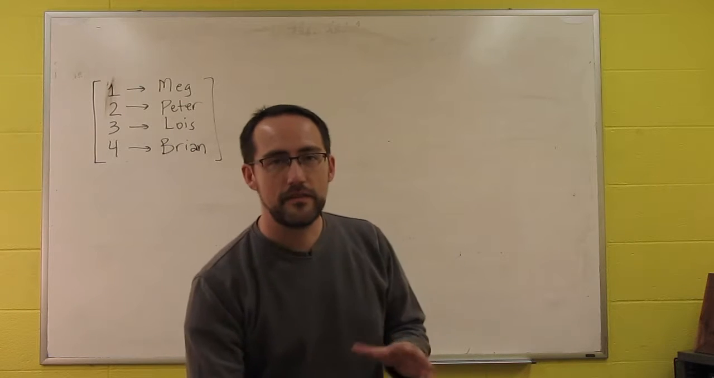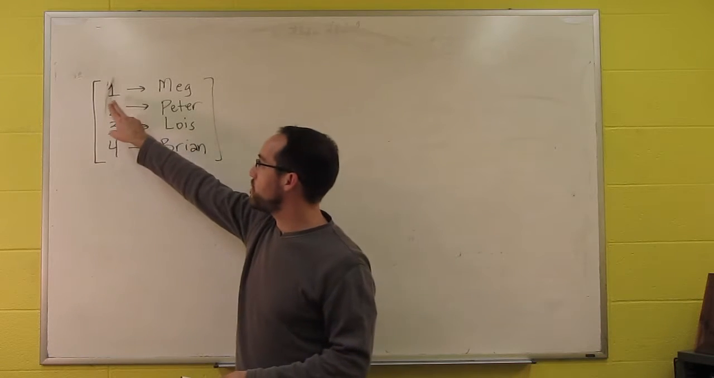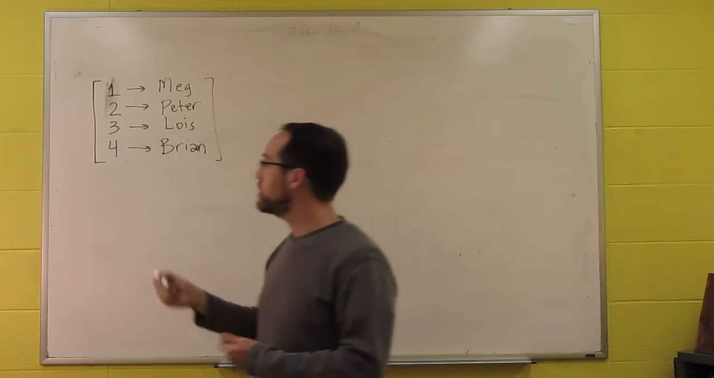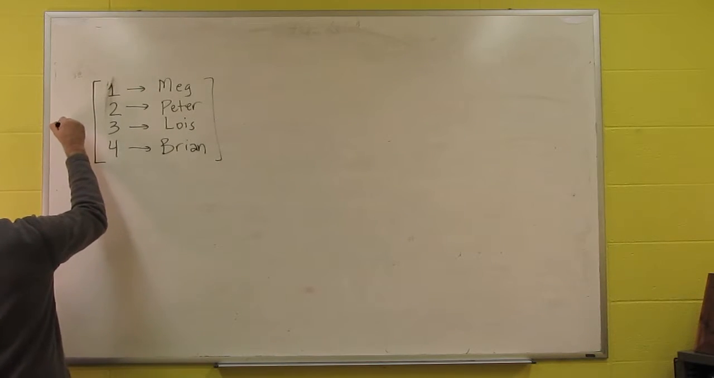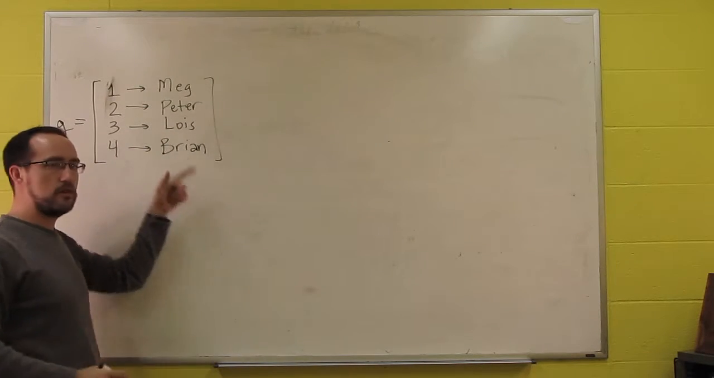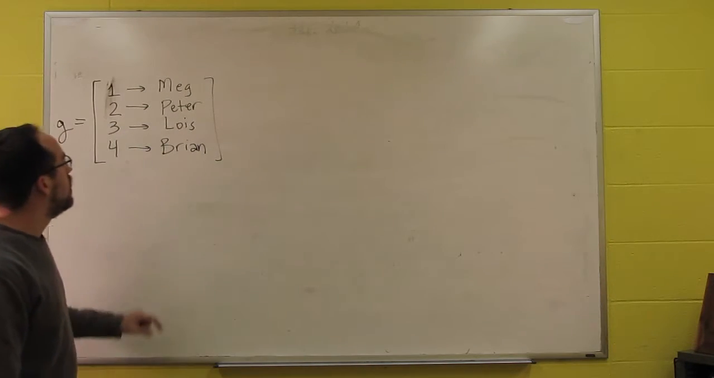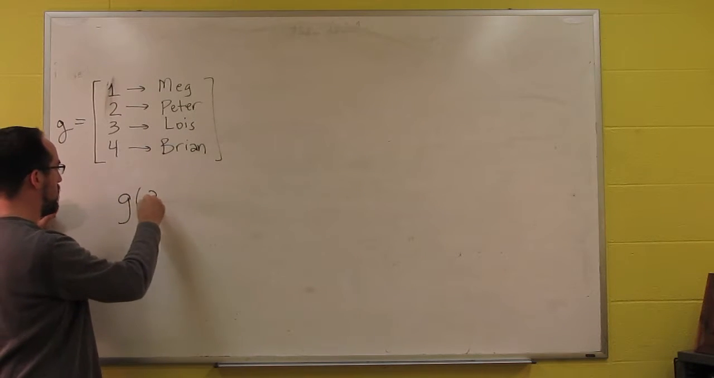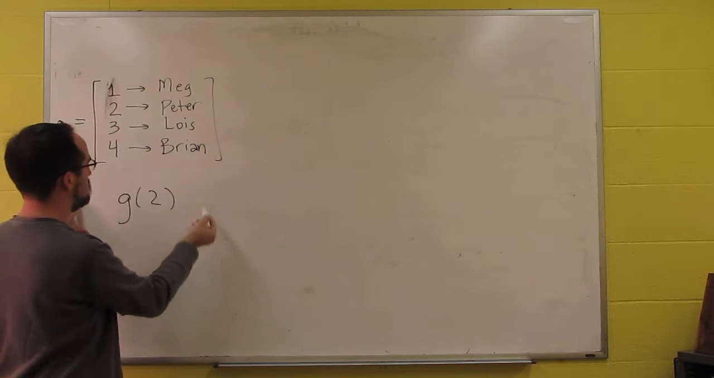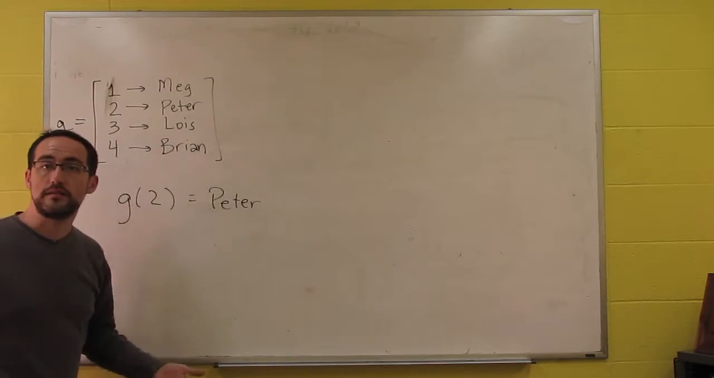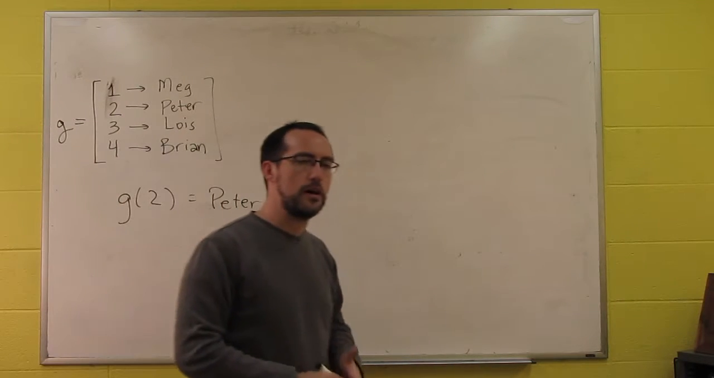So, we have an assignment. Right? Recall that assignment will take a natural number and map it to some individual. Let's call this assignment G. And it maps 1 to Meg, 2 to Peter, 3 to Lois, and 4 to Brian. Now, if we have our pronoun rule, G of 2 will be Peter, and G of 3 will be Lois, and so forth. And that works out pretty well.